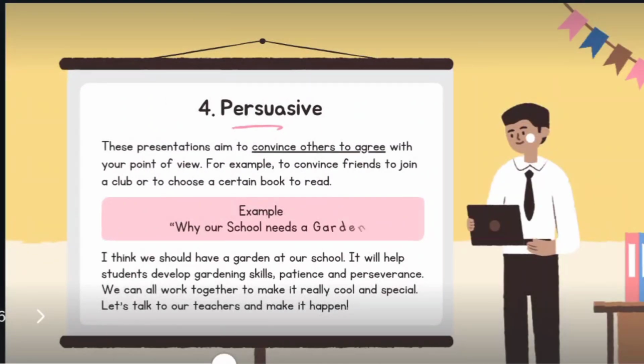Now comes persuasive presentations. These presentations aim to convince others to agree with your point of view. For example, to convince friends to join a club or to choose a certain book to read. Example, why our school needs a garden. I think we should have a garden at our school. It will help students develop gardening skills, passion, and perseverance. We can all work together to make it really cool and special. Let's talk to our teachers and make it happen.